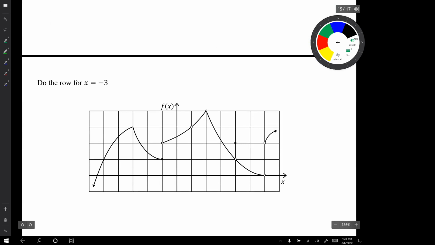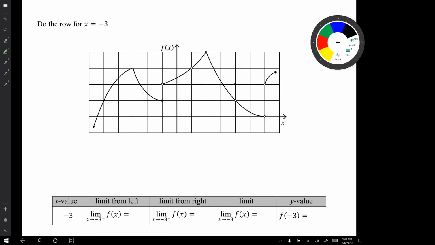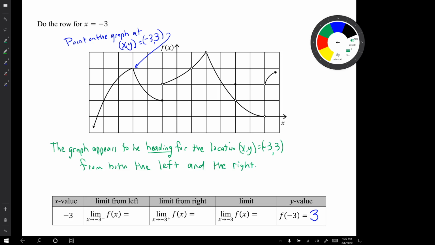All right, now let's do the row of the table for x equals minus 3. So for x equals minus 3, notice the following. There is a point on the graph at minus 3, 3. That tells us that we have to put a 3 in this cell for the y value. Now let's notice the trend. Let's just write the summary. So the summary sentence would be the graph appears to be heading for that location, negative 3, 3, from both the left and the right. So that is about the trend. So that means that we would put a 3 here, a 3 here, and a 3 here. All those symbols have to do with the location, negative 3, 3.